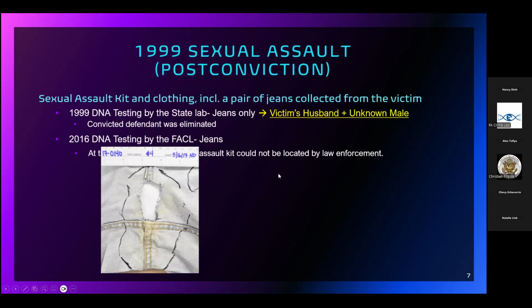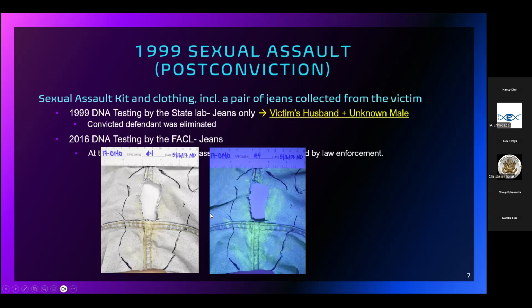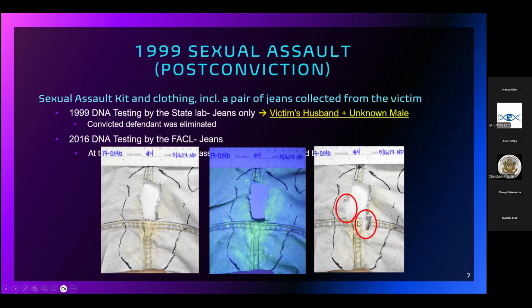So here's a close-up of the inside crotch. You can see where it was previously sampled. There's a giant void there. This is what it looks like under an alternate light source, which is essentially a black light. Biological fluids tend to glow or fluoresce, so it's a nice screening tool that can help guide your sampling. So I took these two samples adjacent to the previous sample.